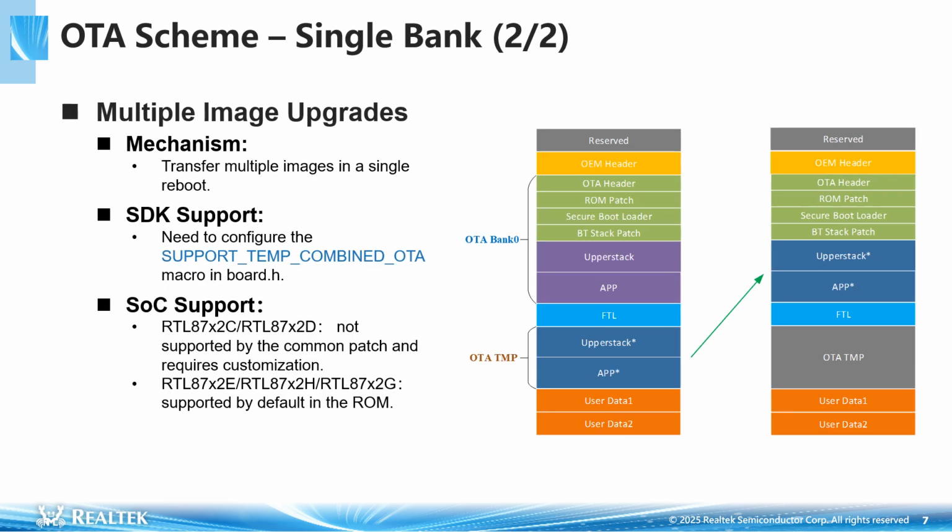Next, I will introduce the multiple image upgrade scheme in a single bank. This scheme allows the transmission of multiple images in a single reboot, effectively enhancing the efficiency of OTA upgrades and avoiding the delays and system interruptions caused by multiple reboots. To achieve this functionality, we need to perform specific configurations in the SDK.